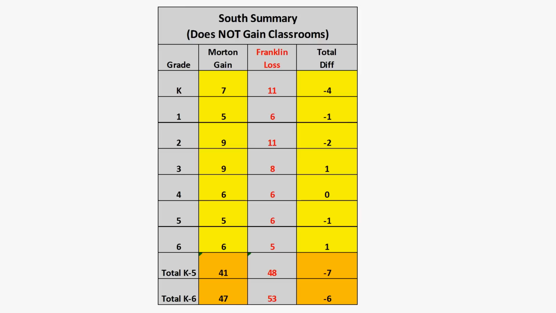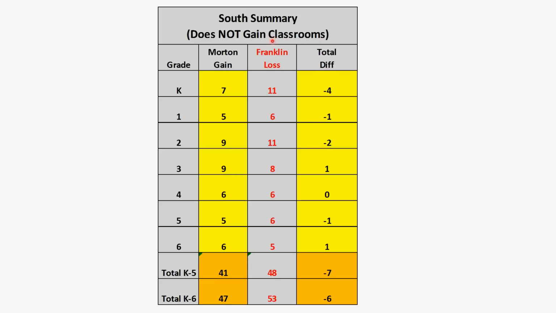You'll see many of these charts throughout the rest of this presentation. Each chart examines the change in enrollment at a school for every possible scenario. This column, titled Morton Gain, shows that there are currently 47 students living in the Franklin boundary area south of Morton Avenue. These are counted as added enrollment to South Elementary with the Morton scenario.